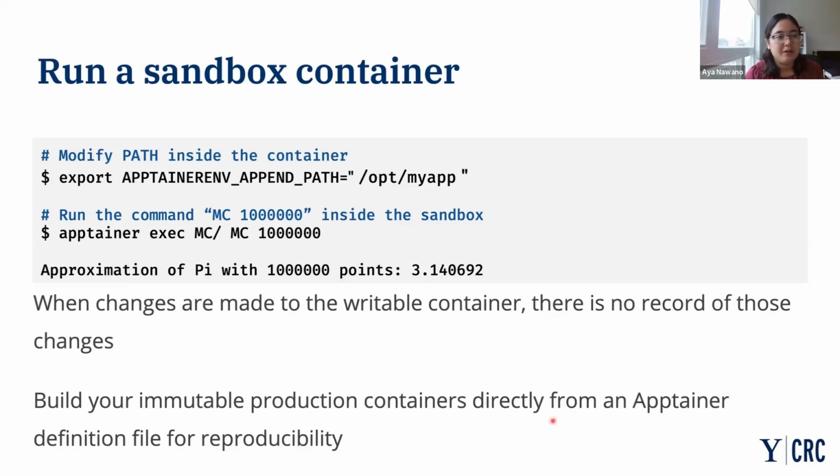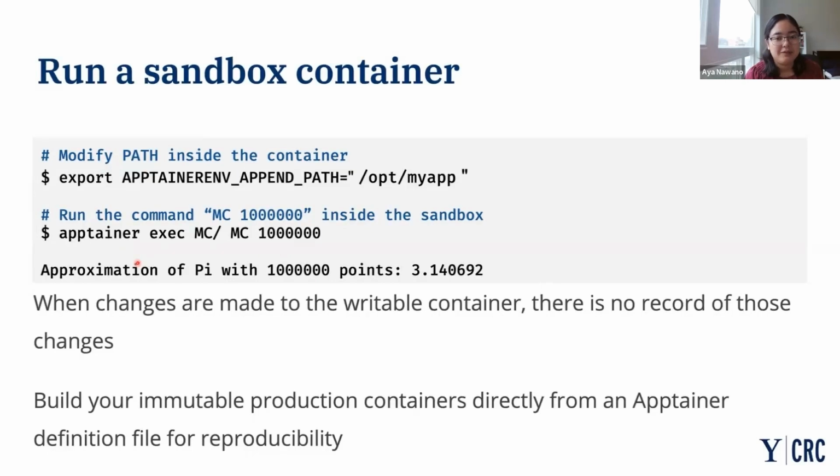To append the location of the mc executable to the path variable, which is located in /opt/myapp within the container, you can use the Apptainer env_append_path environment variable. The Apptainer env_append_path environment variable will append /opt/myapp to the path environment variable defined in the container. You can then run the command mc 1,000,000 inside the sandbox with apptainer exec.